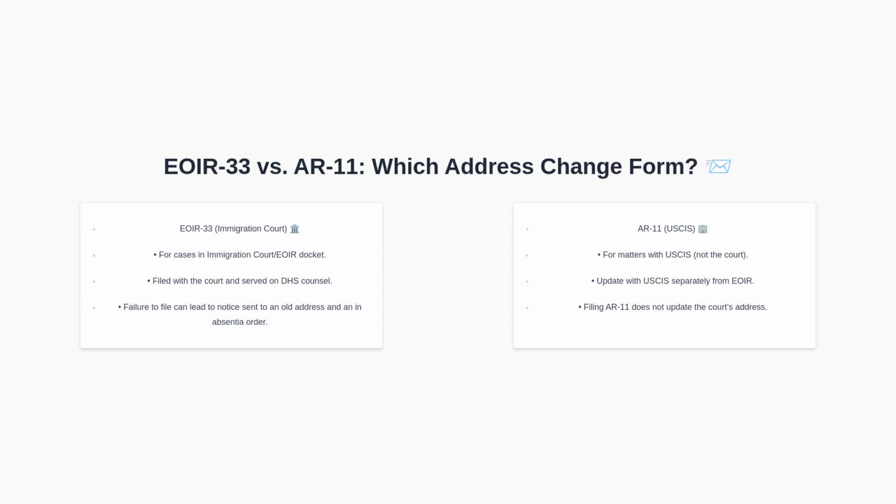This comparison distinguishes the EOIR 33 and AR 11. EOIR 33 is for the immigration court and must be filed and served on DHS counsel when your case is in court. Not filing can result in notices going to an outdated address, increasing the risk of an in absentia order. AR 11 is for USCIS matters and does not update the court's records. Therefore, if your case is in court, you may need to file both forms in their respective systems to ensure all agencies have the correct address.